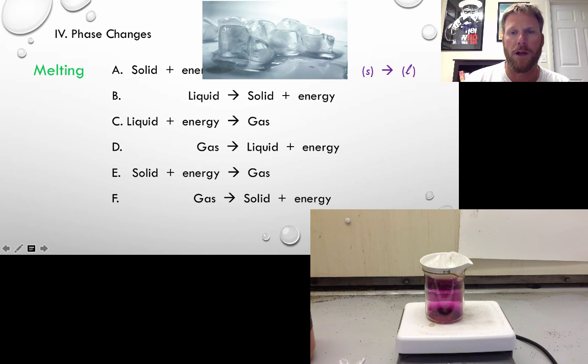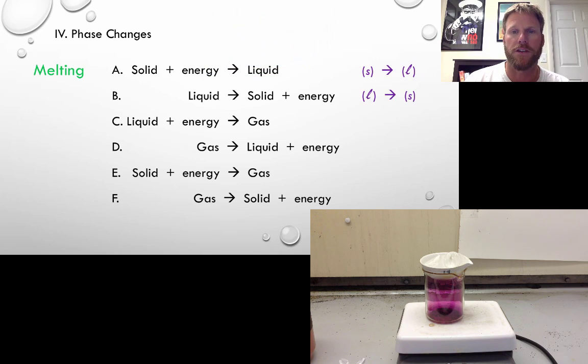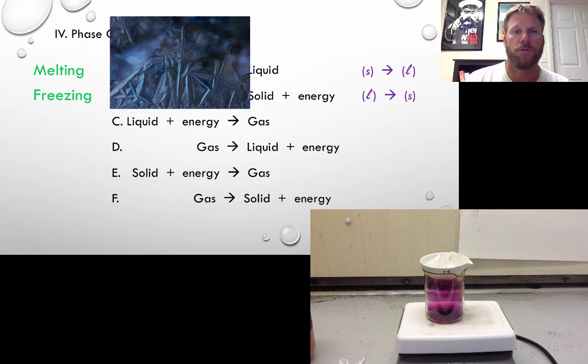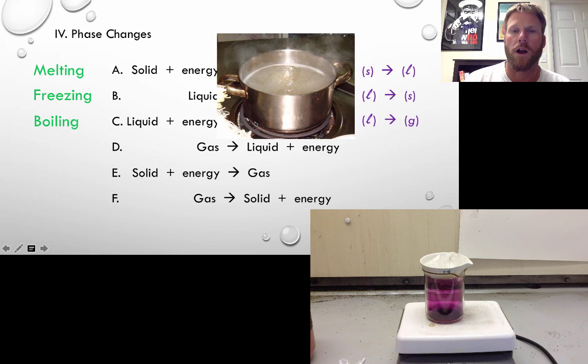The opposite of melting is a liquid turning into a solid. In order for that to happen, you have to remove energy from the liquid. If that occurs, that is freezing. So the formation of ice from liquid water is a good example there. Liquid going to a gas, boiling some water on the stove. You have to put energy in to get it to boil, to turn into water vapor or steam.